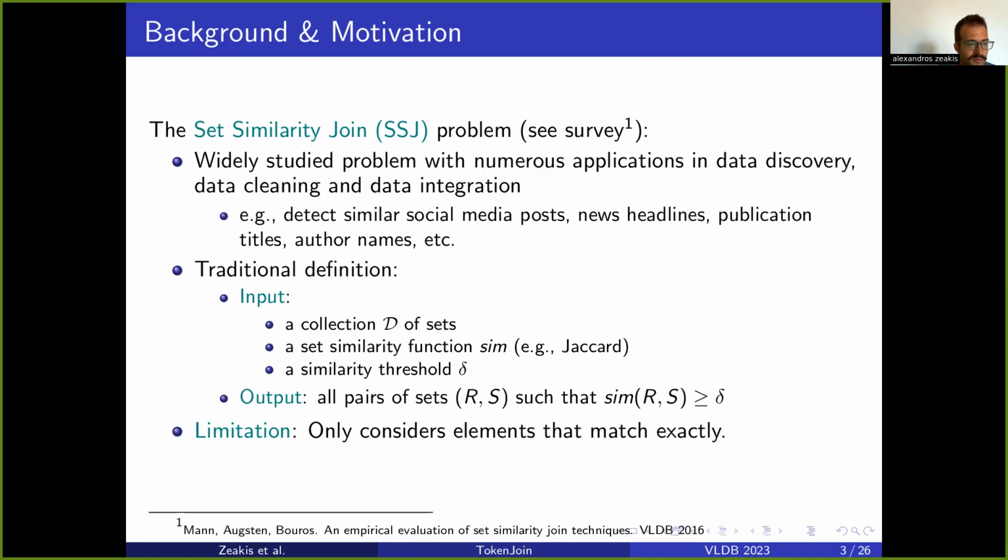The set similarity join problem is a widely studied problem with many applications, such as data discovery, data cleaning, and data integration. For example, you might want to detect similar social media posts or news headlines. In the traditional definition of the problem, we are given as input a collection of sets, denoted as D, a similarity function like Jaccard, and a similarity threshold delta. Then, the output includes all pairs of sets whose similarity exceeds delta. A limitation of this definition is that only elements that match exactly can contribute to the similarity score.